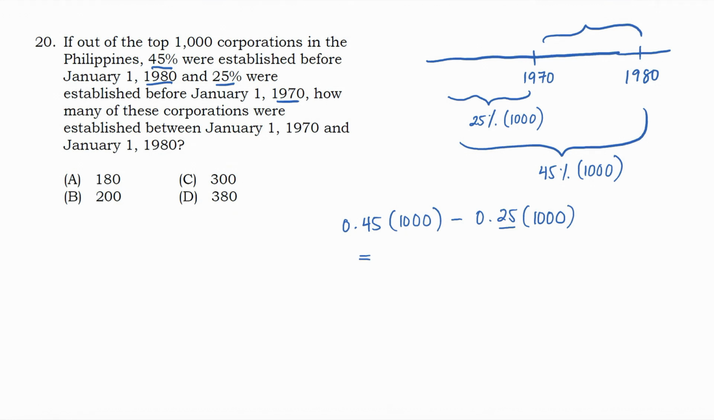So, equal to sa 450 minus 250. So, yung nasa middle na number of corporations is equal to 200. So, sa pagitan daw ng 1970 and 1980, merong 200 corporations na na-establish. Letter B yung answer.